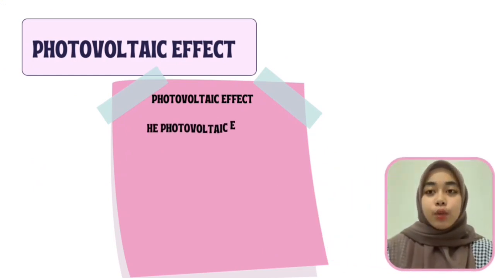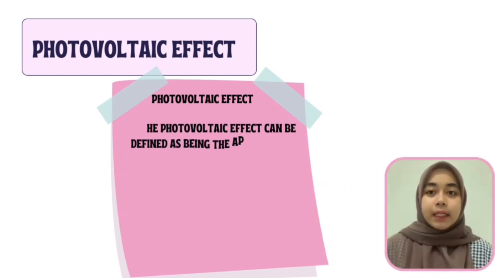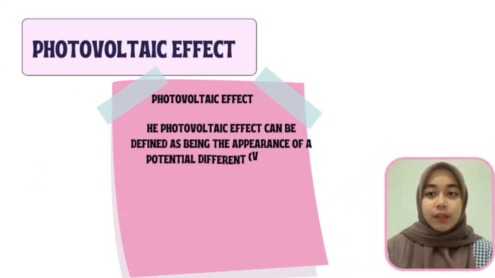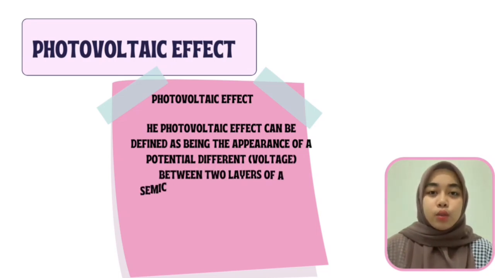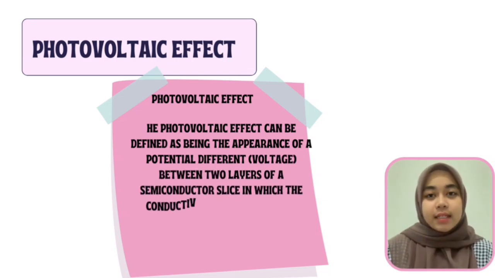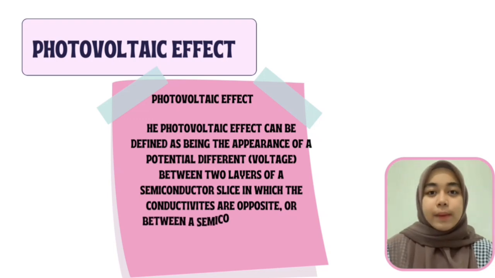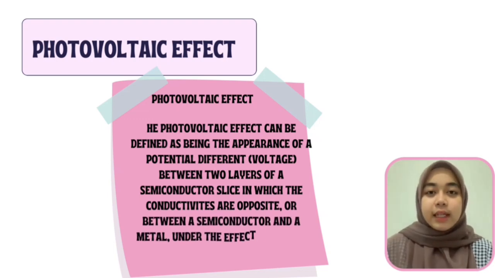Photovoltaic effect. The photovoltaic effect can be defined as the appearance of a potential difference or voltage between two layers of a semiconductor slice in which the conductivity is opposite, or between a semiconductor and a metal, under the effect of light streaming.